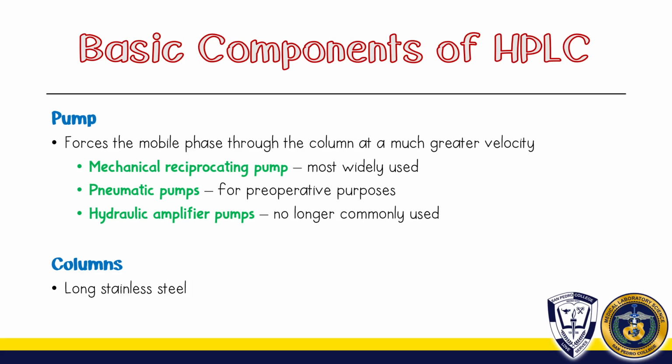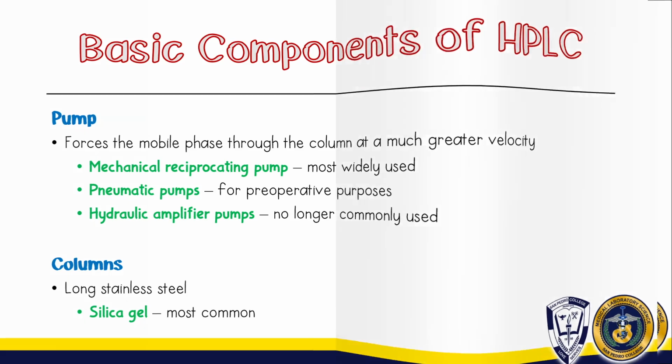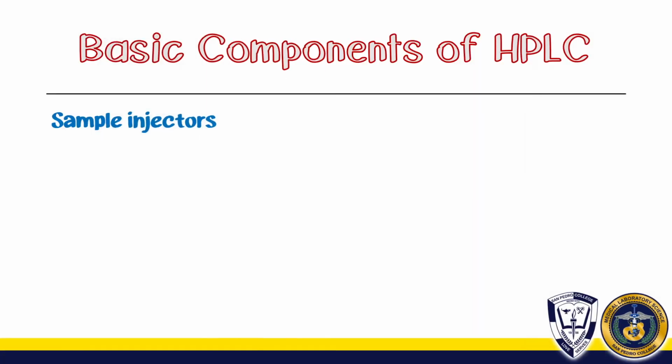Next, we have the column. So we already know the purpose of the column. And here in your HPLC, it is a long stainless steel tube, and the most commonly incorporated in your column is your silica gel. Next, we have your sample injectors. Did you see in the video that other than the high pressure pump being directed, there is one more thing inserted into your column, which is your sample injector, where you will insert or introduce your sample.